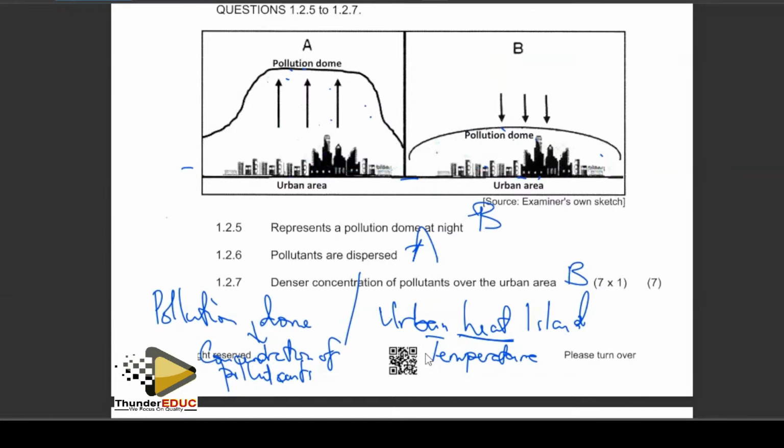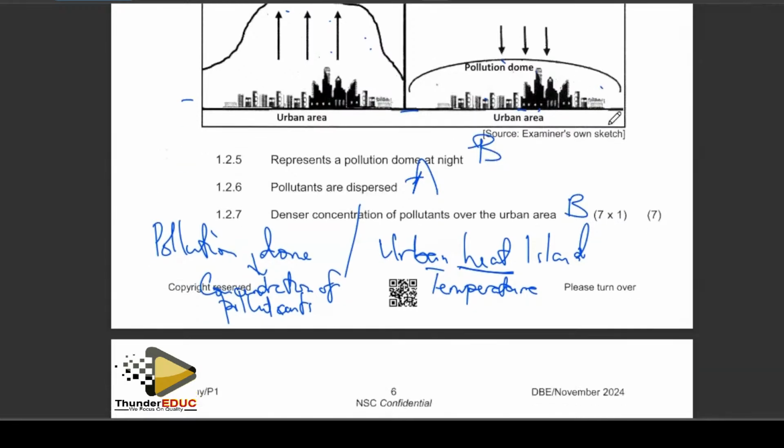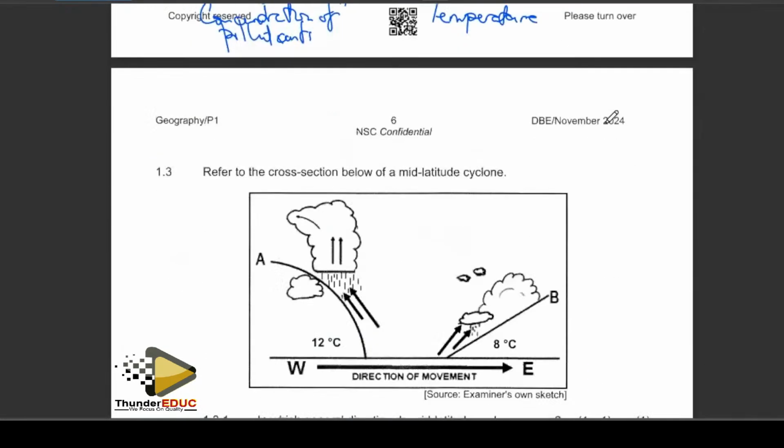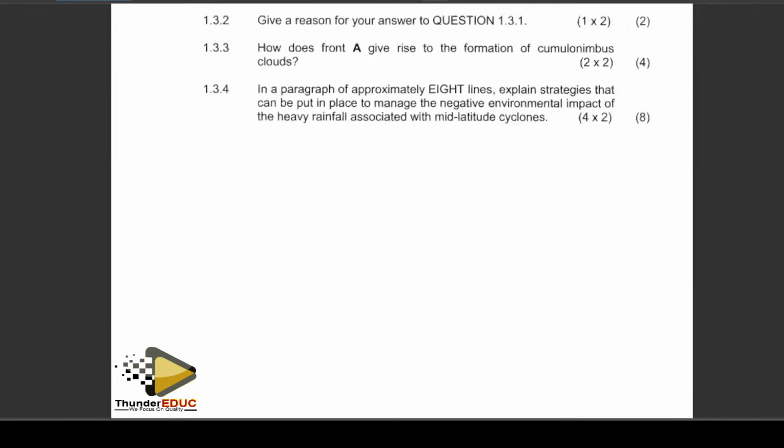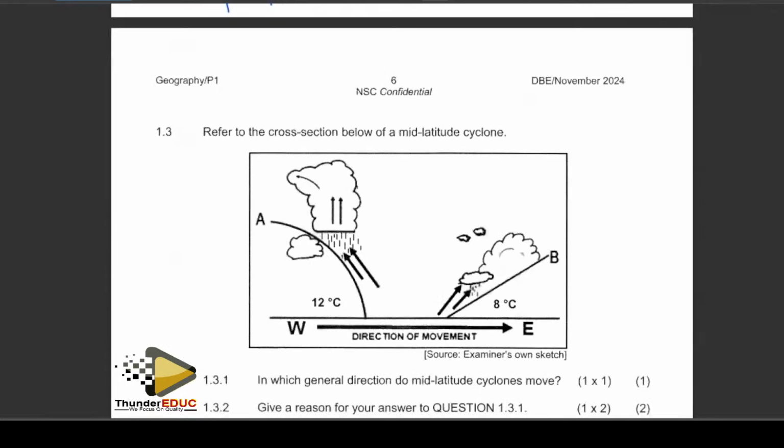Right. The next question is on a cross-section of a mid-latitude cyclone. Right. Mid-latitude cyclones, we do not need to waste time on them. I think you have the knowledge of mid-latitude cyclones. We cannot discuss the whole thing. Right, let's look at the questions. In which general direction do mid-latitude cyclones move?